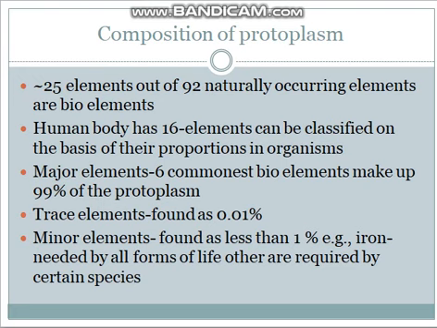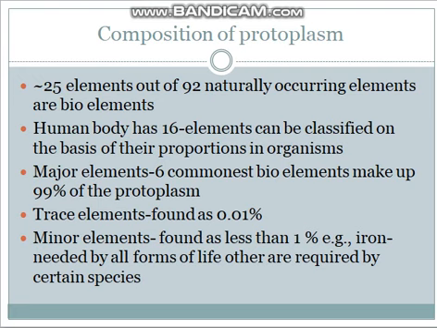Then we got some more information. There are 25 elements out of 92 naturally occurring elements, and these 25 elements are like the bio elements. These will make up all the living beings. They will be inside the living organisms. Like the human body has like 16 elements that can be classified on the basis of their proportions in organisms. There are three kinds of elements found in our bodies: the major elements, the trace elements, and the minor elements. Not just our bodies, but the bodies of all living things.